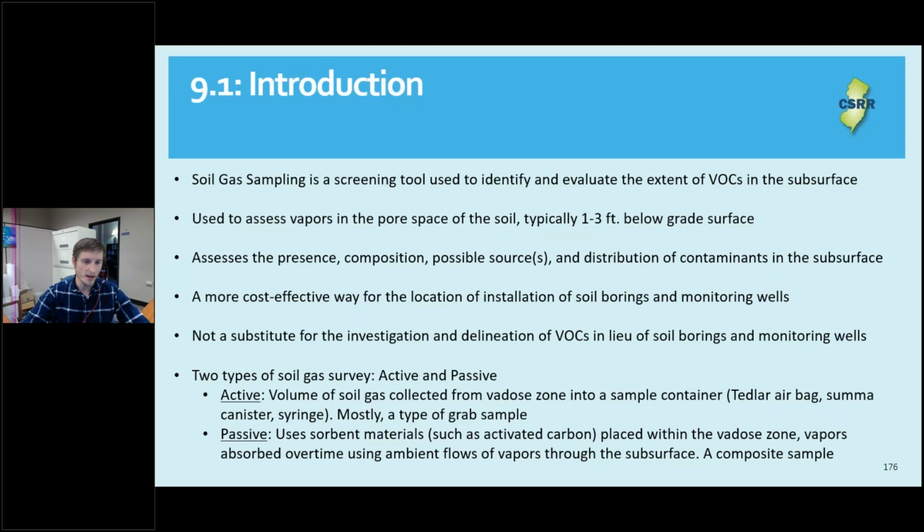I just want to keep in mind that it is not a substitute for the investigation and delineation of VOCs in lieu of soil borings and monitoring wells. There are 2 types: active, where a volume of soil gas is collected from the vadose zone into a sample container or direct reading instrument, and passive, which uses sorbent materials such as activated carbon placed within the vadose zone. Vapors are then absorbed over time using the ambient flows of the vapors through the subsurface. Next slide, please.